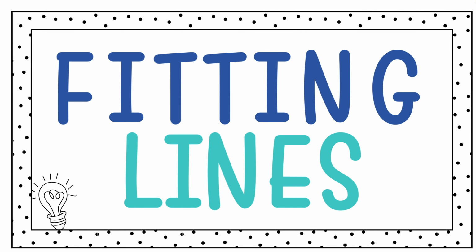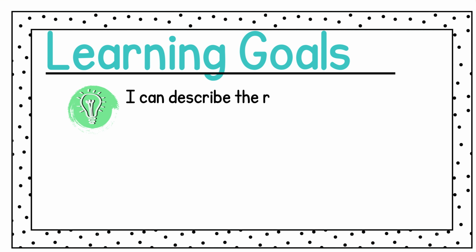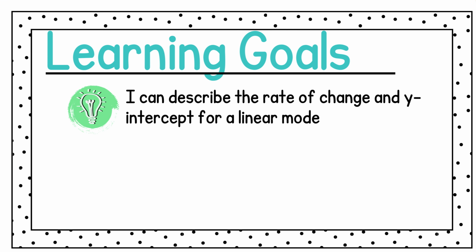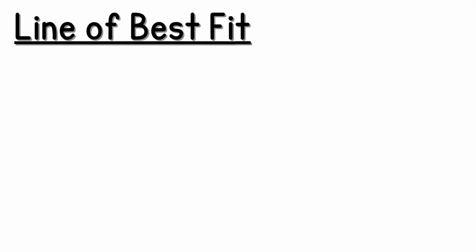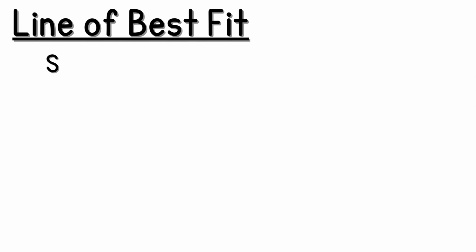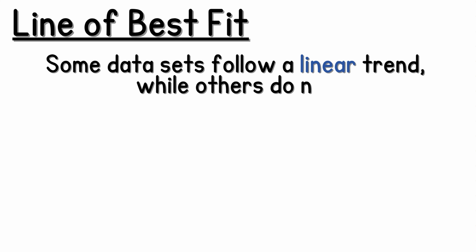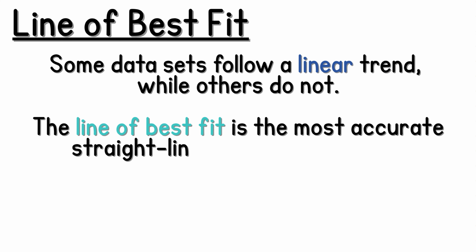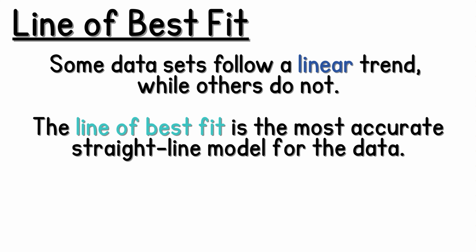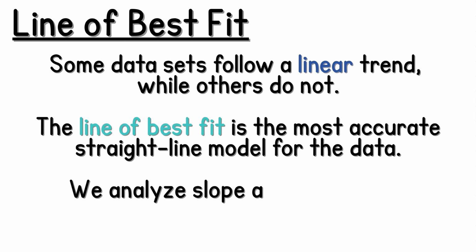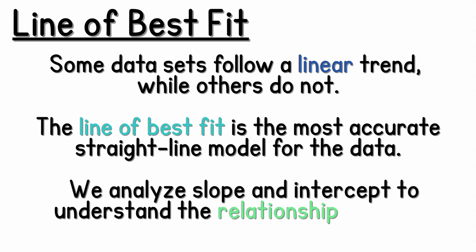Fitting lines. In this video, you'll learn how to describe the rate of change and y-intercepts for a linear model that represents a situation. Let's start by looking at the line of best fit. Some data sets follow a linear trend while others do not. The line of best fit is the most accurate straight line model for the data. We analyze the slope and intercept to understand the relationship between the variables.